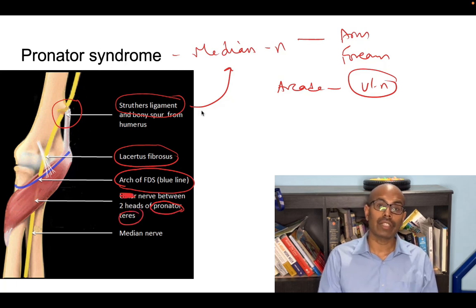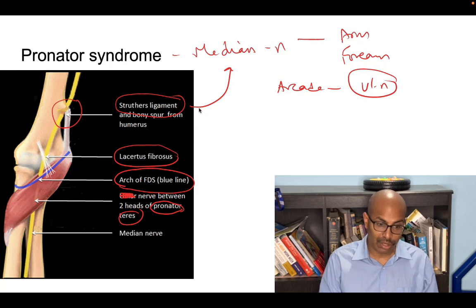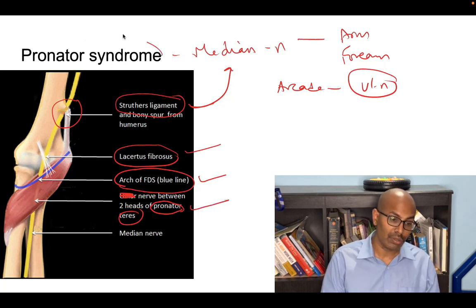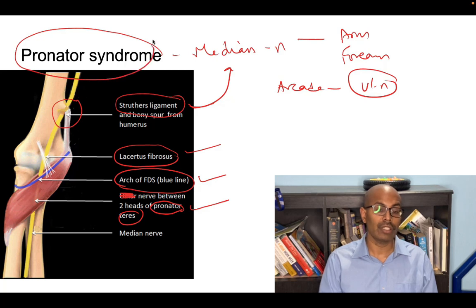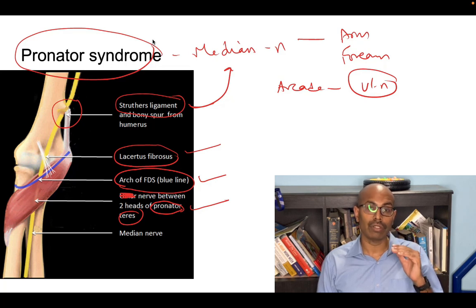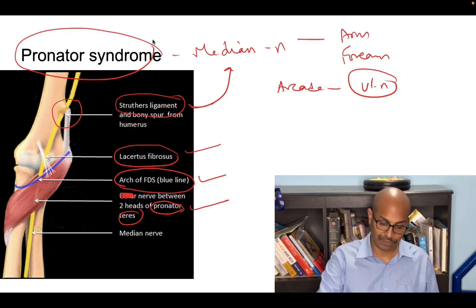Where are the various locations where the median nerve can get compressed in the arm and forearm? One is the Struthers ligament. The second one is the lacertus fibrosus. Third one is the leading edge of the fascia of the flexor digitorum superficialis, and between the two heads of the pronator teres. So pronator syndrome is not only the compression of the median nerve in the pronator teres, but all these structures can also cause compression of the median nerve. Okay, so pronator syndrome is compression of the median nerve at the arm and forearm, whereas carpal tunnel syndrome is the compression of the median nerve at the carpal tunnel.